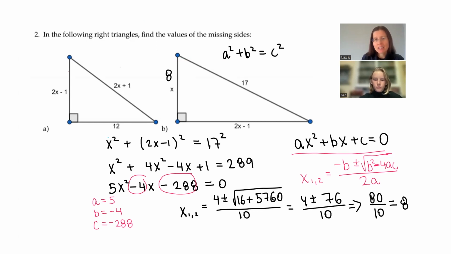And then for the second side, which is 2x minus 1, what will we get? 8 times 2 minus 1. So 16 minus 1, or 15. And you might recognize it. It's a Pythagorean triple, 8, 15, and 17. So we know that works. All right, so the Pythagorean theorem in both parts of this problem.